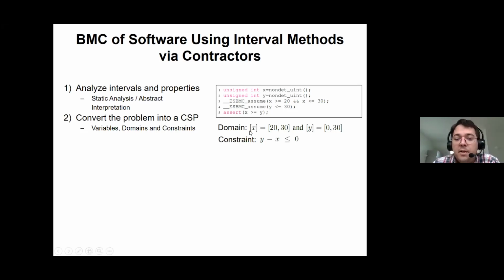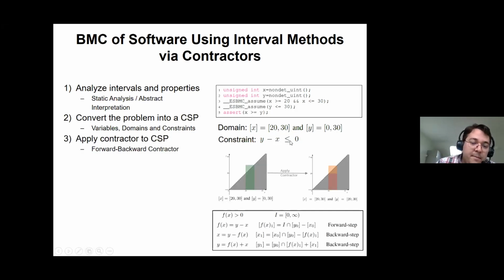domains, and constraints. So the domain of X is going to vary from 20 to 30, and Y from 0 to 30. And then the constraint is essentially the assert that I have here: Y minus X is smaller or equal than 0. So you convert this to a CSP, and then you apply the contractors, right?